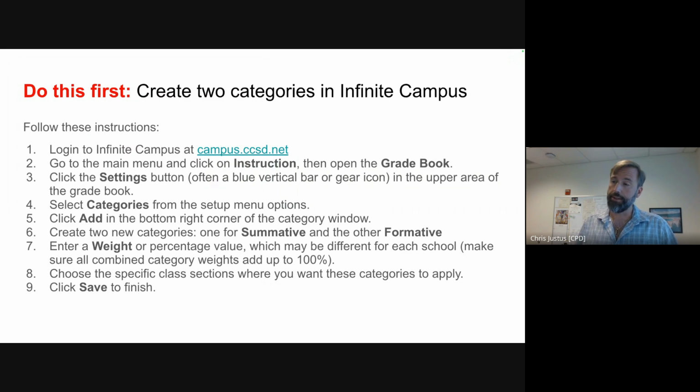If you're just joining us, I was mentioning in the pre-session to make sure that you create two categories in Infinite Campus. One will be called formative and the other will be summative. You might also want to weight those categories in Infinite Campus. Now, those weights might be different for each of the school sites. For me, when I was a science teacher at Coronado High School, it was 80% summative, 20% formative.